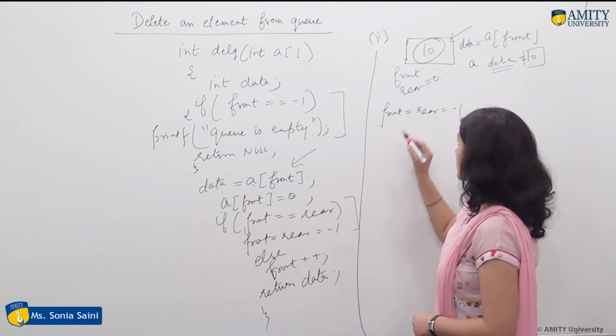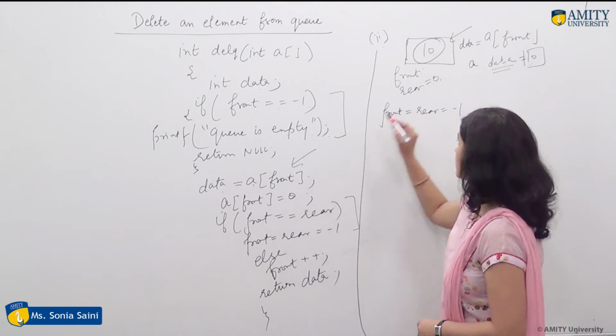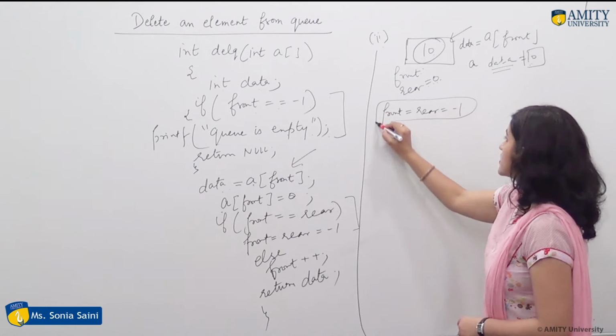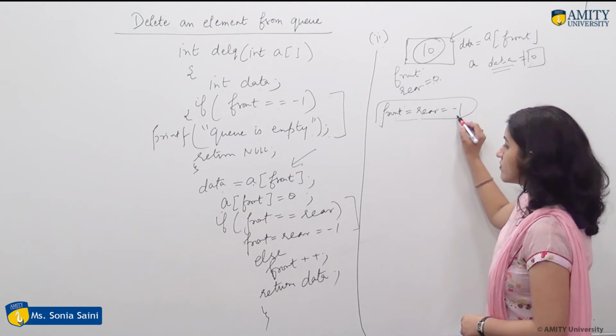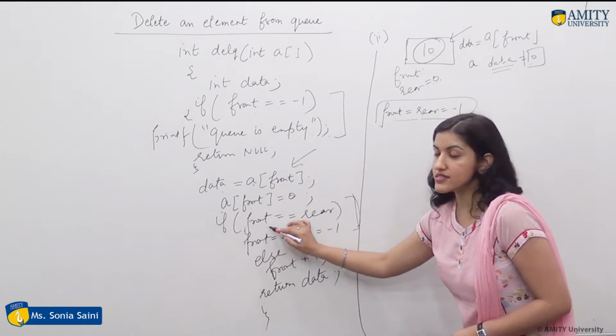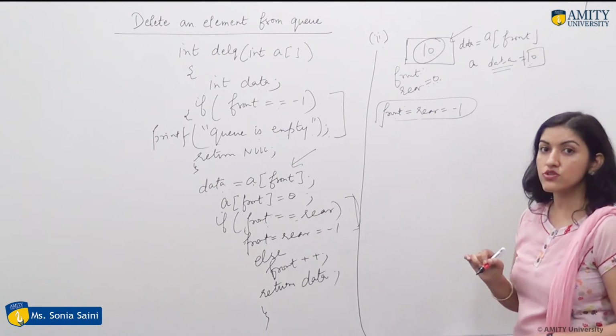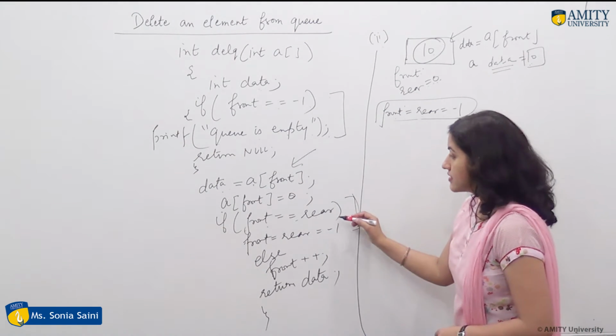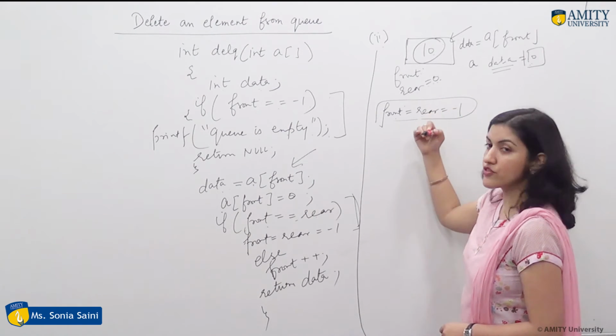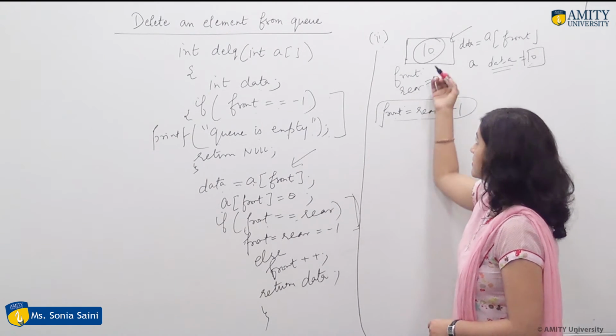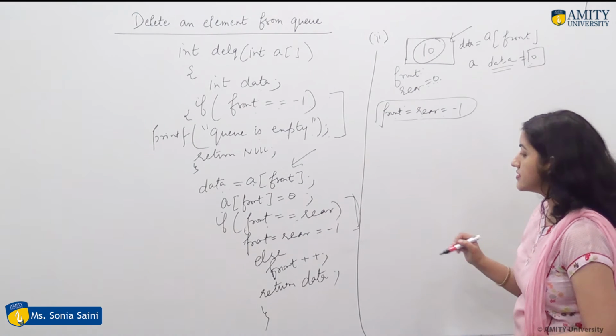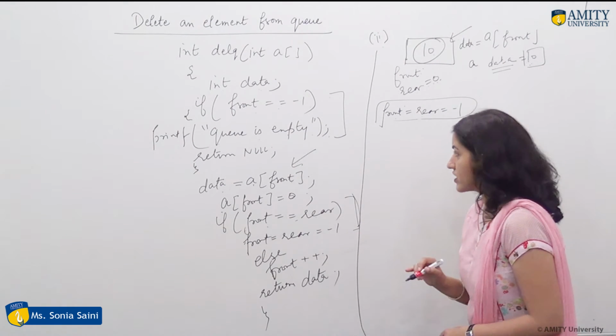And front is equal to -1. We have said front is equal to rear is equal to -1. This is the case. If front is equal to rear, both are equal, then there is only one element, and extract that one element. If you want to print in the main function, we have assigned, then set front, rear to -1.